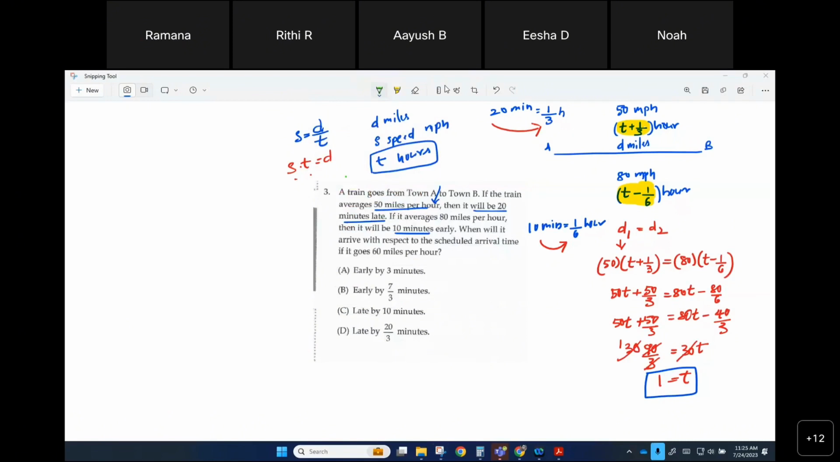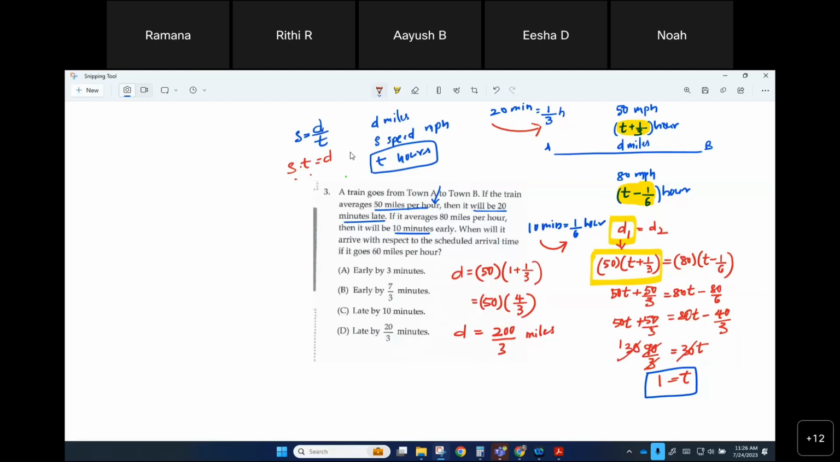Let's figure out the actual distance. If you substitute the t value, can't you figure out the distance? What is the distance? 50 times, with t as 1, 1 plus 1/3. What is 1 plus 1/3? 4/3. So that would be 200 over 3 miles. That is the actual distance, 200 over 3 miles.